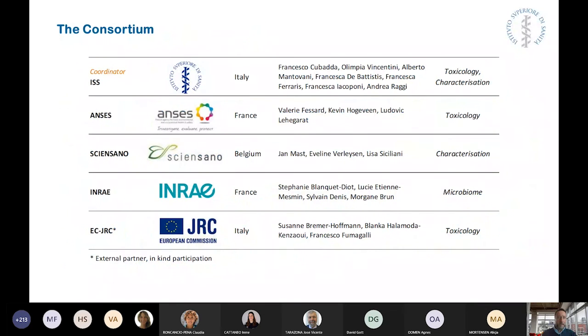The consortium is composed of 4 European research institutions, plus the European Commission Joint Research Center, which joined the project with an in-kind participation, so it is not covered by the EFSA grant. Overall, these 5 partners provide a thorough coverage of different aspects related to physicochemical characterization, toxicology, and the specific study on human microbiome.